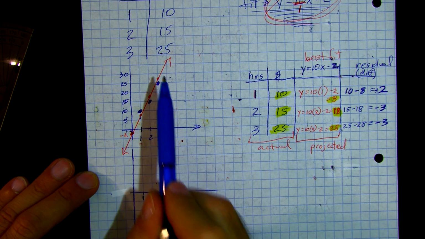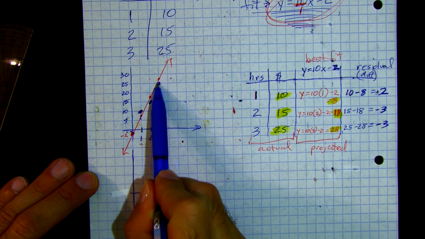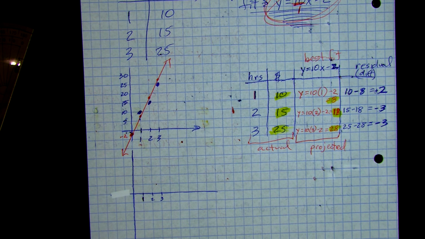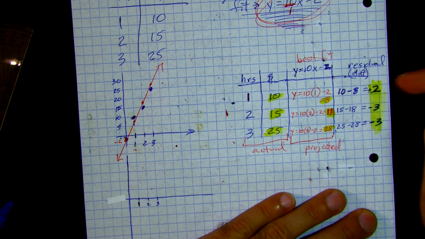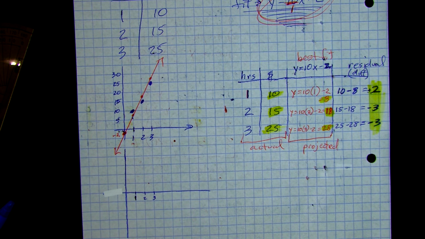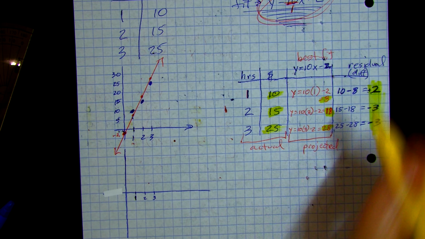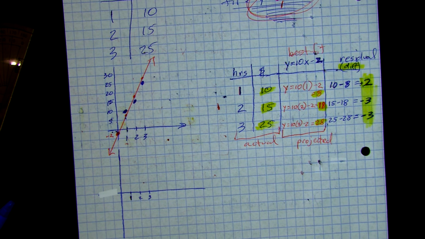And does that make sense? Yeah, it looks like that point is maybe minus 3 below the line. All the residual is, remember, is how far above and below the line your actual is compared to your projected. If you just remember that you subtract them and you use the table method, you'll always get that.